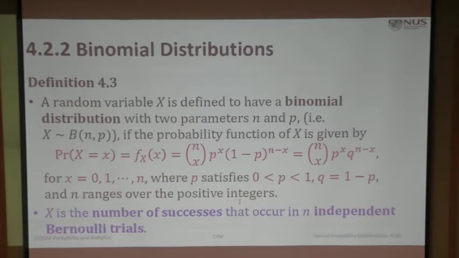So a random variable x is defined to have a binomial distribution with two parameters, n and p. n is the number of Bernoulli trials which are independent and identically distributed, and p is the probability of success of that Bernoulli distribution. The probability mass function has the form f sub x of x, which is n choose x, the number of ways I can draw x from n when I don't care about the order, times p to the x times 1 minus p to the n minus x, where p is a number between 0 and 1.